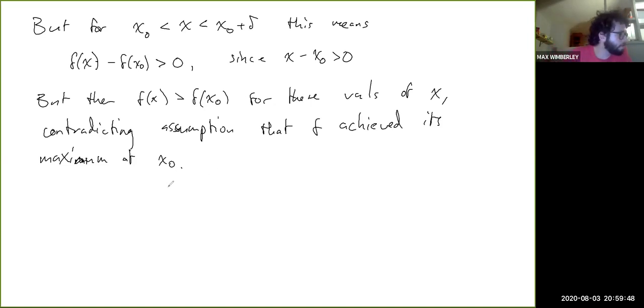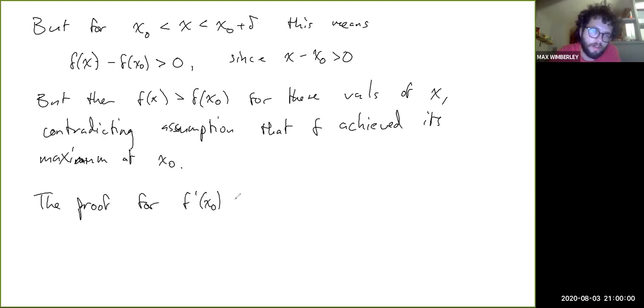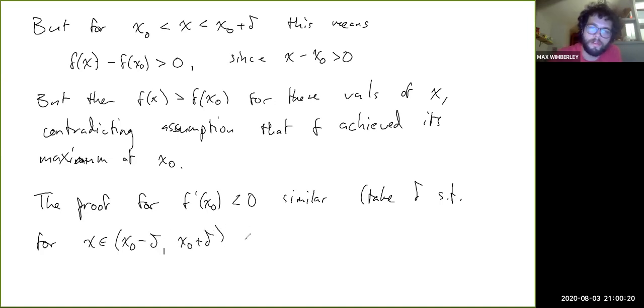So the proof for f prime of x naught less than 0 is similar. So you take delta, for x in x naught minus delta, x naught plus delta, we have f of x minus f of x naught over x minus x naught less than 0, right?